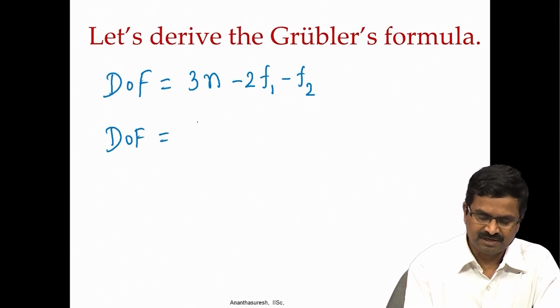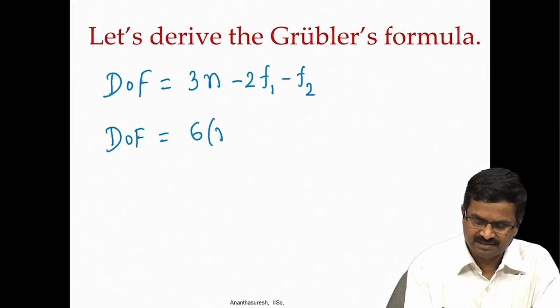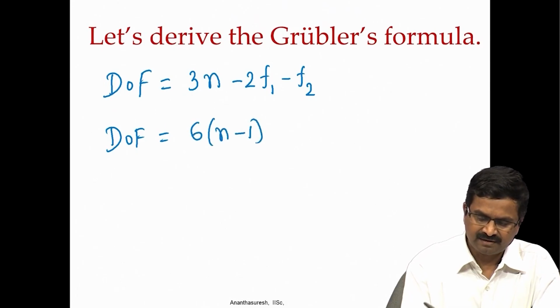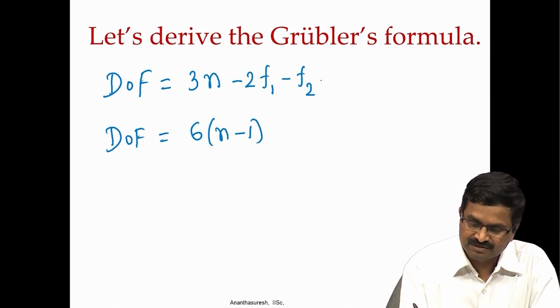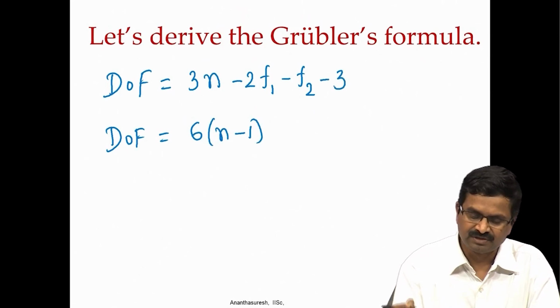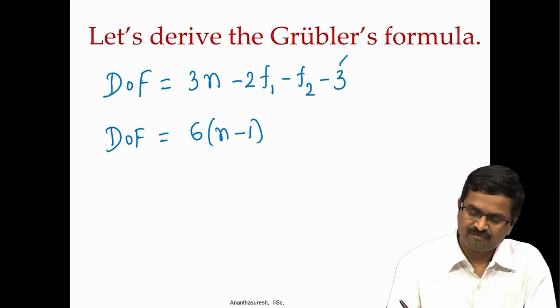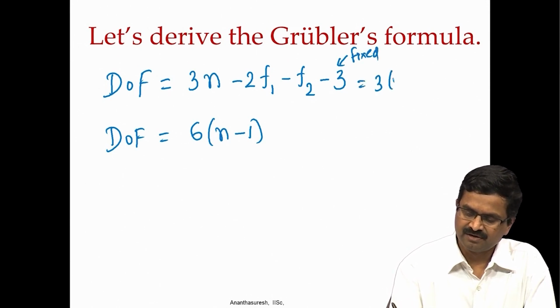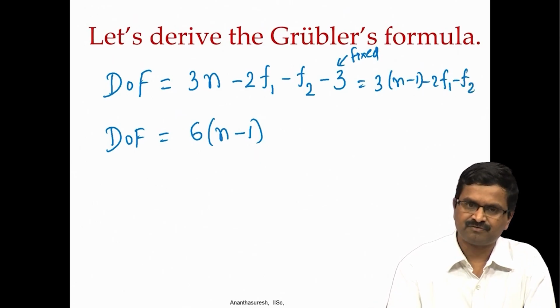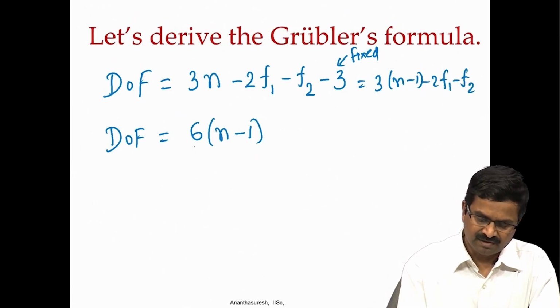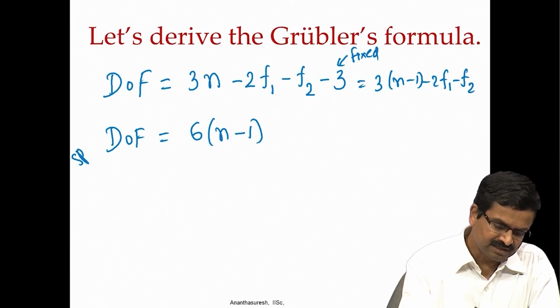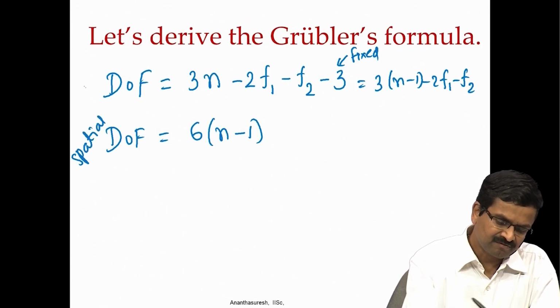3 dimensions or spatial mechanisms, each of them will have 6 degrees of freedom, and of course, when there is a fixed one, we have to change that. We have to remove 3 here whenever there is a fixed one, and that is how we get 3 into n minus 1 minus 2 F1 minus F2. And here, this is the 3D or spatial case, whereas this is planar.